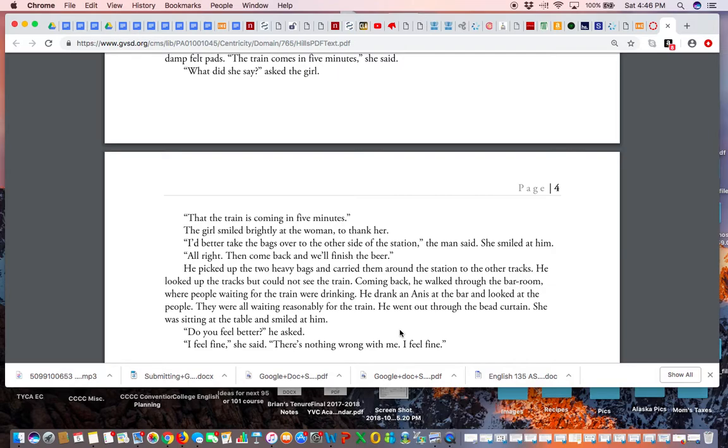Coming back, he walked through the bar room where people waiting for the train were drinking. He drank an anise at the bar and looked at the people. They were all waiting reasonably for the train. He went through the bead curtain. She was sitting at the table and smiled at him. "Do you feel better?" he asked. "I feel fine. There's nothing wrong with me."